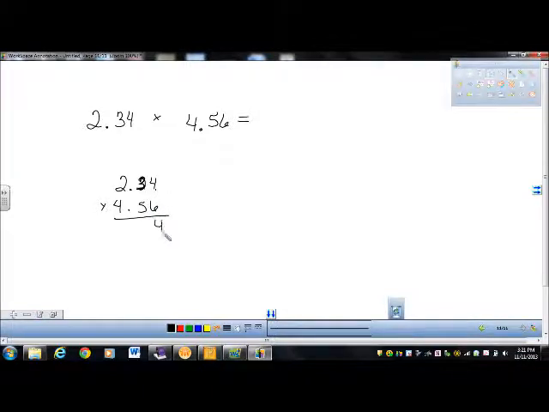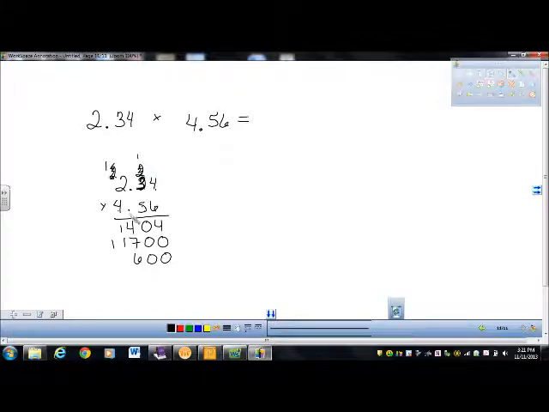6 times 4 is 24. Carry the 2. 6 times 3 is 18. Plus 2 is 20. Carry the 2. 6 times 2 is 12. Plus 2 is 14. Put my 0 here to hold my place. 5 times 4 is 20. Carry the 2. There's already one there. 5 times 3 is 15. Plus 2 is 17. And I'm going to carry my 1. 5 times 2 is 10, plus 1 is 11. Okay, now I'm on this number, so I have to put 2 placeholders. And 4 times 4 is 16.